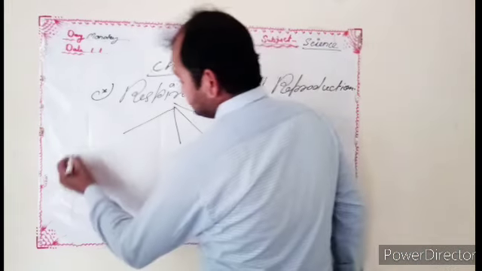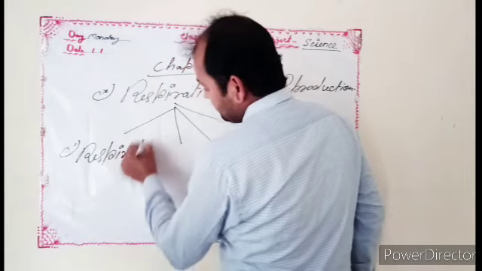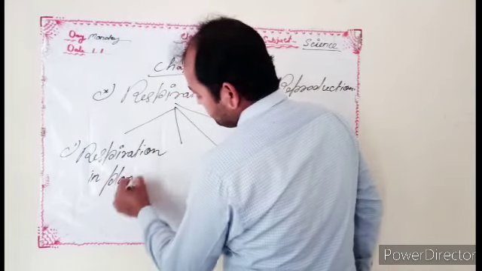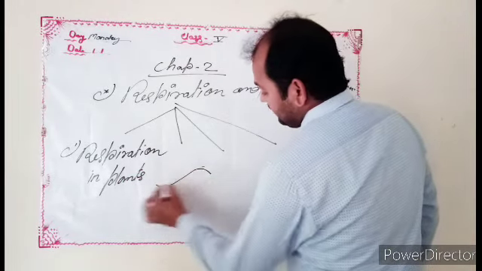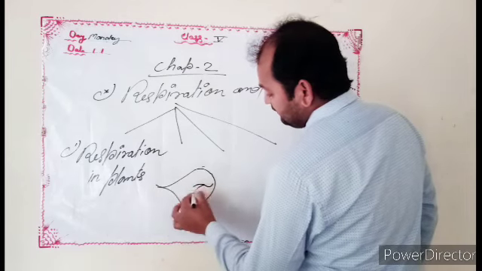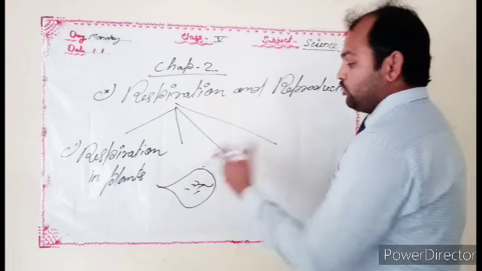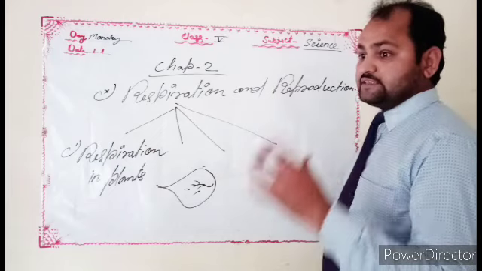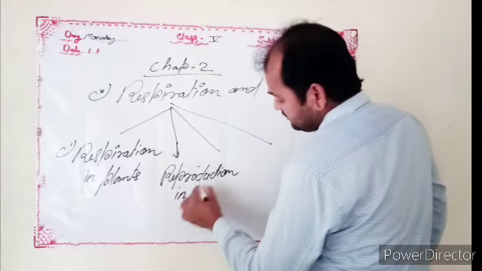So, respiration in plants. The first will be respiration in plants. Suppose that how a plant breathes through its leaf. You have to listen to this lesson on respiration in plants.